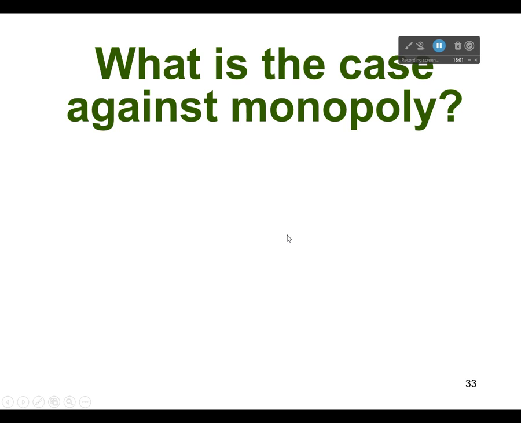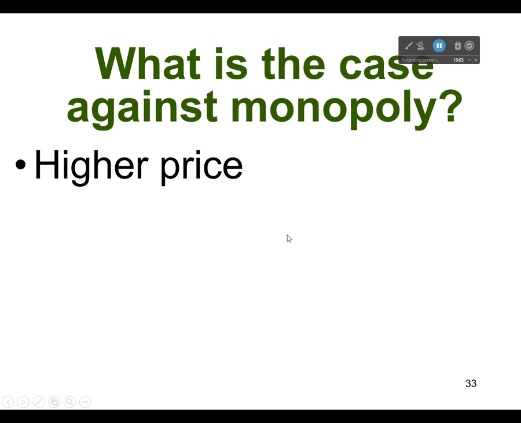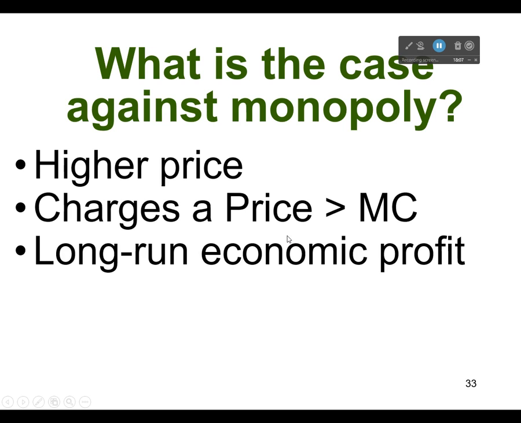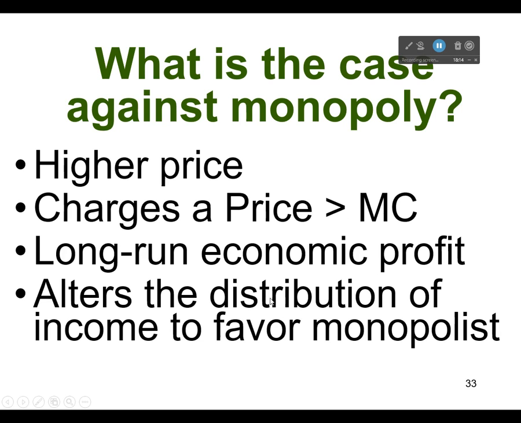In the long run, a monopolist can make a long-run profit. They charge a price higher than marginal cost, so they are not efficient, and they alter the distribution of income in favor of monopolists.